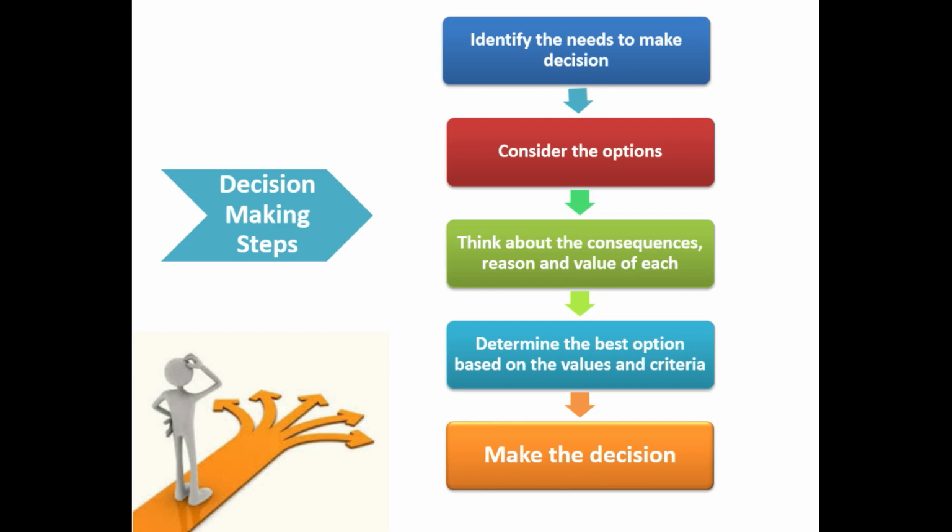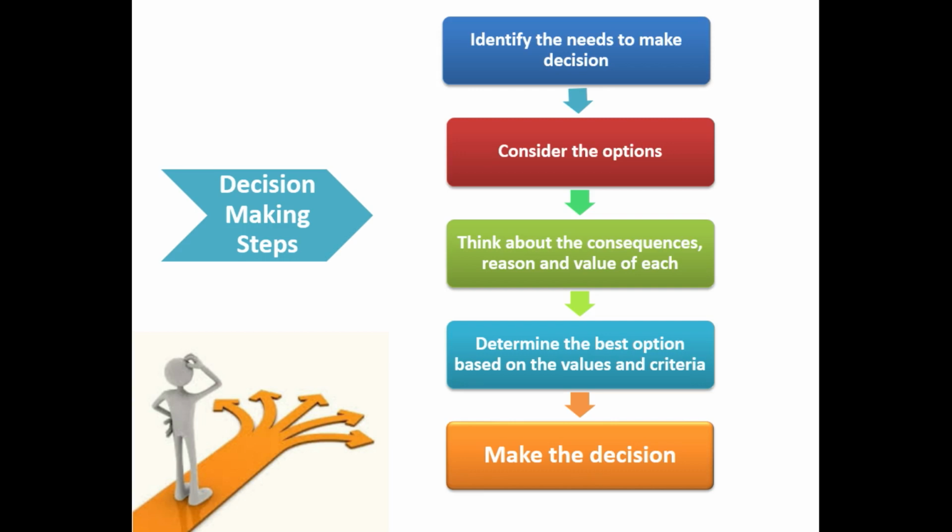So it depends. And number three is think about the consequences, result. Think about the consequences, reason and value of each. That means every single option you have also has consequences, an effect. After you take that option, it must have an effect on the result later. So you must think why you take it, what is the best, what is the value for you. Then number four, determine the best option based on the value and criteria. And the final is make a decision.